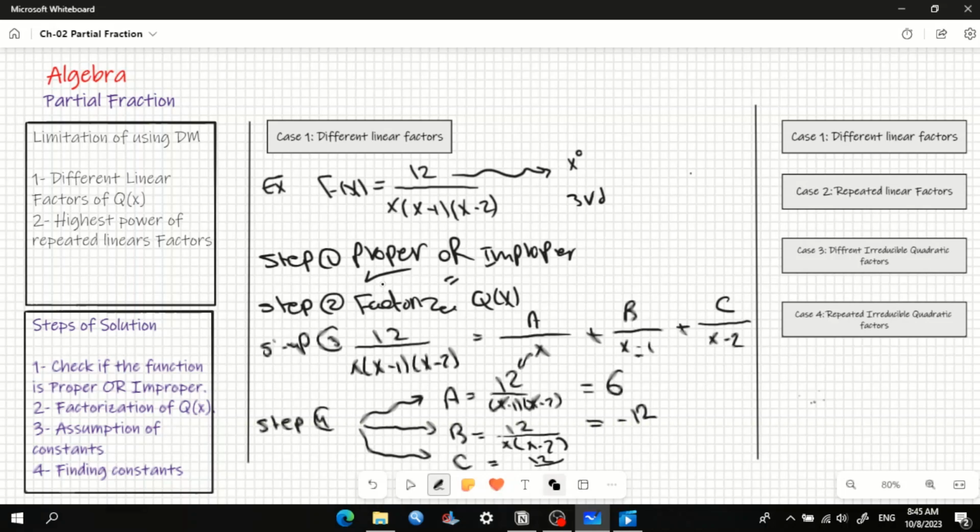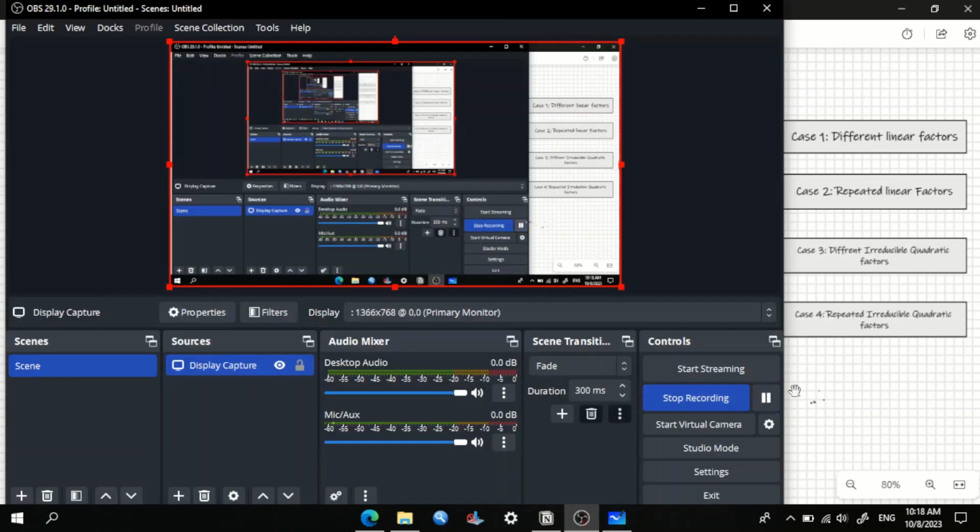12, by the same thing: just hide x minus 2 from here and substitute with x equal to 2 in the rest of this fraction. So C will be equal to, okay.